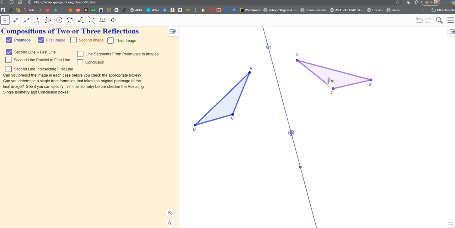Okay, so we see that it's the image. But what happens when we reflect it back over the same line? What's going to happen? What's the second image? Well, if you look, the second image is the same as the pre-image. So the ultimate result of reflecting twice is it's exactly right back where it started. The second image is the same as the pre-image. A prime equals B prime, A equals A prime, B equals B prime, C prime equals C, or in this case, I called it double prime here.